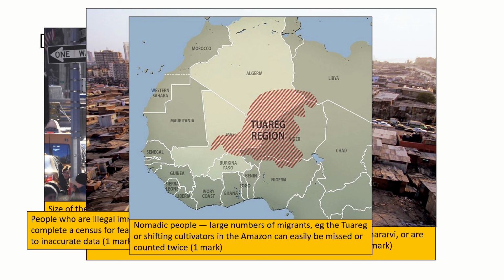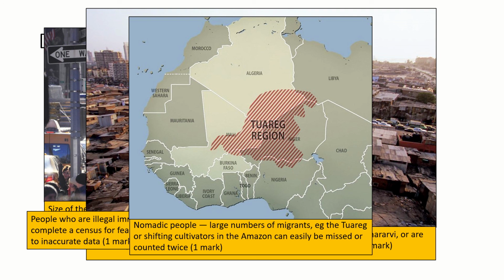But that leads us on to nomadic people. Now, nomadic people are migratory. They are a form of migrant. A good example is the Tuareg in North Africa, which you can see I've included a map of here. They are a nomadic group of people. Their lifestyle is based upon moving around, following seasonal rain and following cattle herd movements.